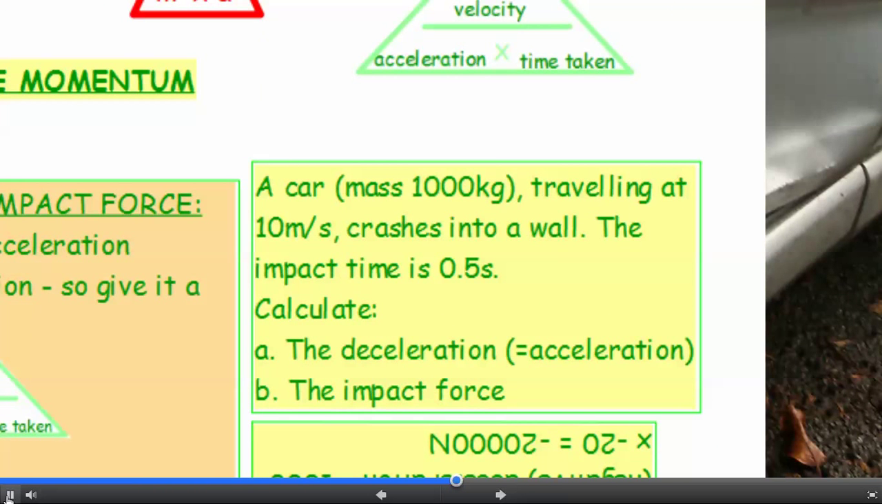So here's an example, see if you can work this out. A car of mass 1,000 kilograms travelling at 10 meters per second crashes into a wall. The impact time is 0.5 seconds. So calculate the deceleration, in other words the acceleration, but give it a minus sign, and the impact force. Pause the video while you think that through.